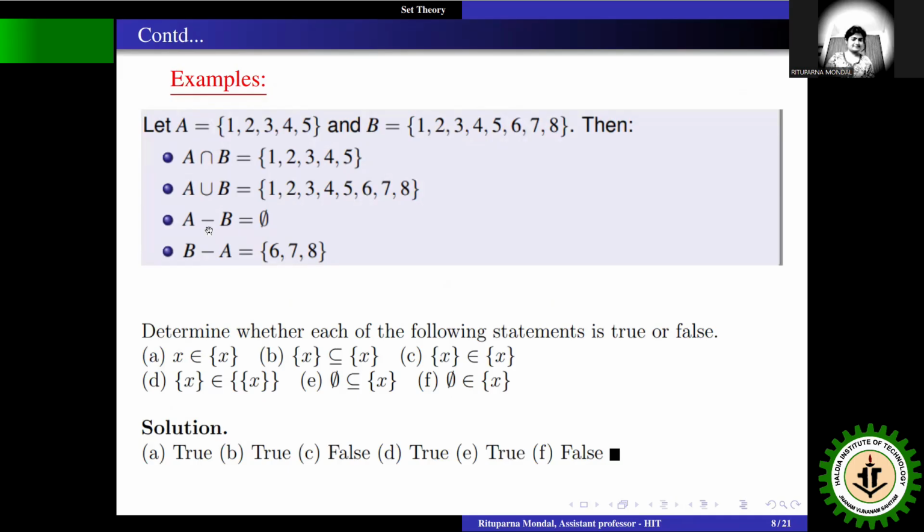Here, this is the symmetric difference. This is the difference between two sets. So A difference B means it doesn't contain any element, because in the definition, X belongs to A and X doesn't belong to B. So for this example, we can't find an element which belongs to A but doesn't belong to the set B. That is why A difference B equals the empty set. Similarly, you can check here B difference A equals 6, 7 and 8.